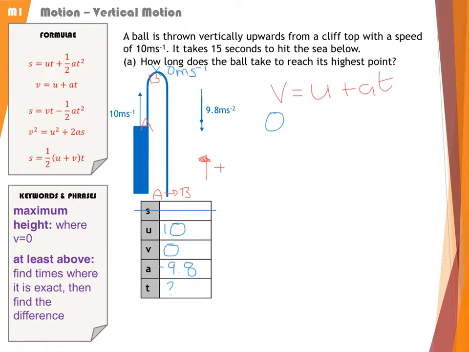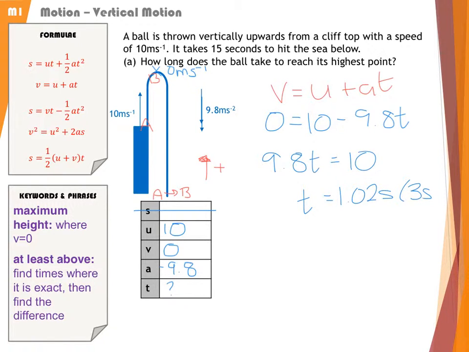So v is 0, u is 10, and then a is -9.8 t. Okay, so I could add the 9.8 t here to get it to the other side. So I get 9.8 t equals 10. And then to find time, I can just do 10 divided by 9.8, which gives me 1.02 seconds. We're going to do every answer in mechanics to 3 significant figures unless it says otherwise, okay? So that's a really important thing for you. Always 3 significant figures.